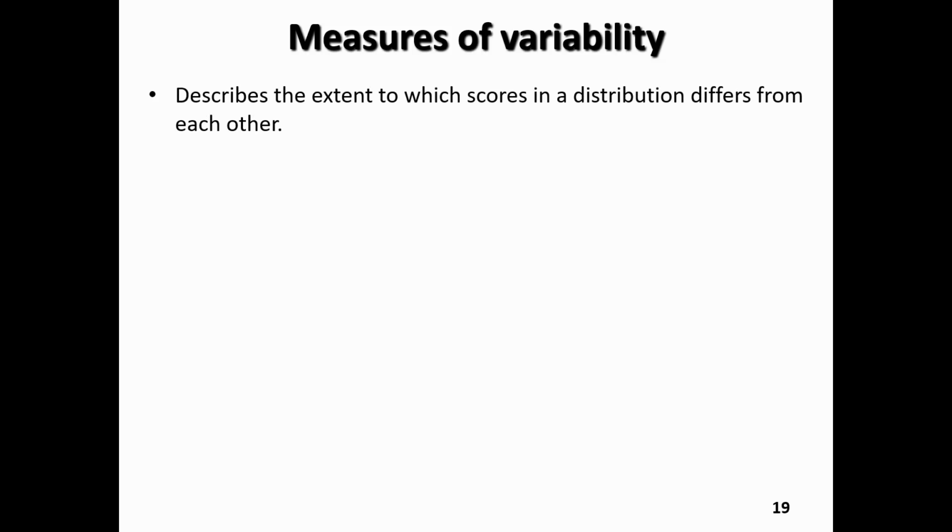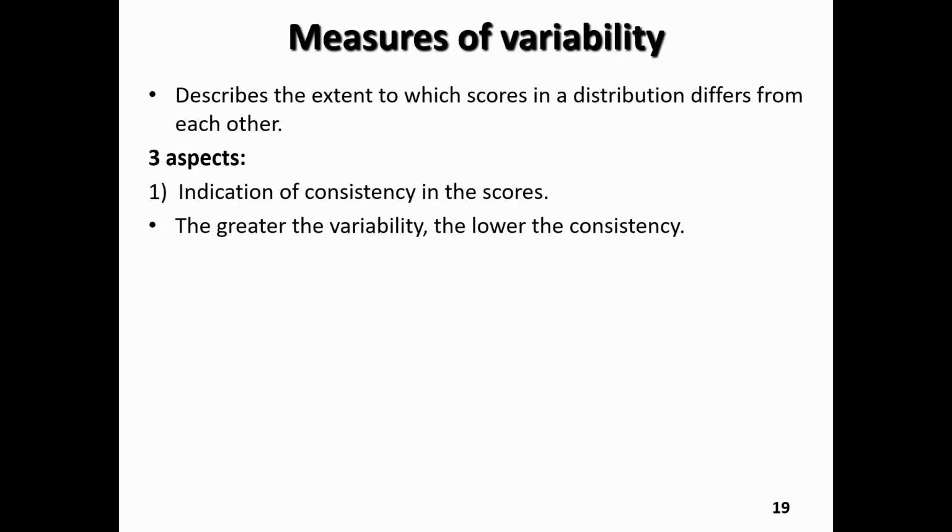In this lecture, we're going to review some very important statistics that will quantify measures of variability. Variability measures are those numbers that attempt to describe how scores, and the magnitude of how those scores, differ from each other. There are three aspects to variability measures. The first is that variability measures indicate the consistency of scores. The greater the variability among a set of scores, the lower the consistency is considered.